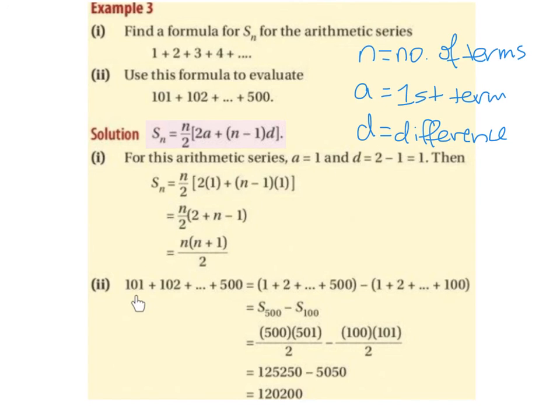So 101 plus 102 plus 103 plus 104 plus 105 plus 106, dot dot dot, up as far as 500, altogether leaves us with 120,200.